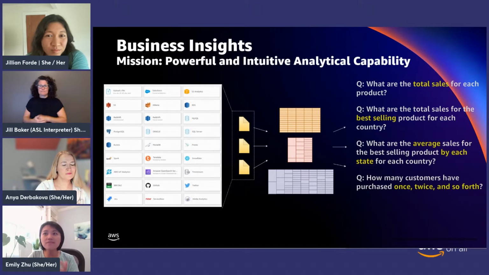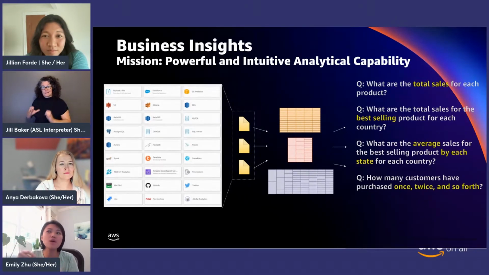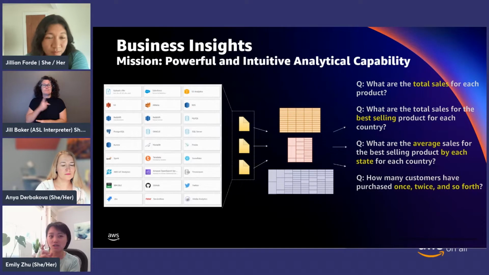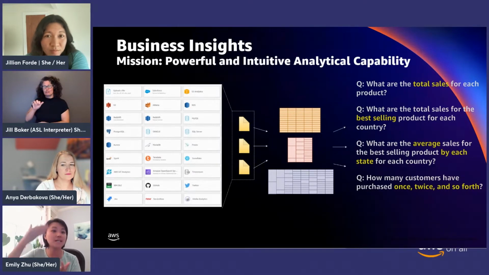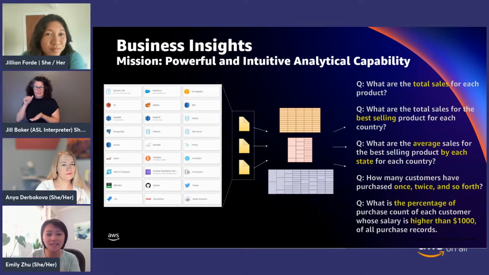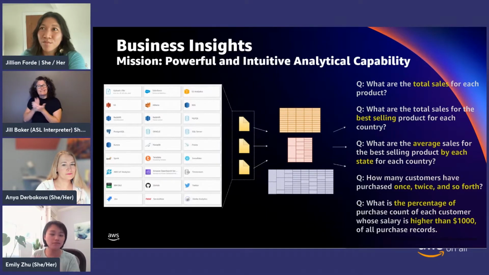There are even more complicated problems, such as how many customers have purchased once, twice, and so forth of the product. So it's like using the calculation as a dimension of the problem to see a histogram or so. And the last question I listed here is, what is the percentage of purchase count for each customer whose salary is higher than 1,000? So it's now even more complicated, interacting the calculation with filters in the visualization.